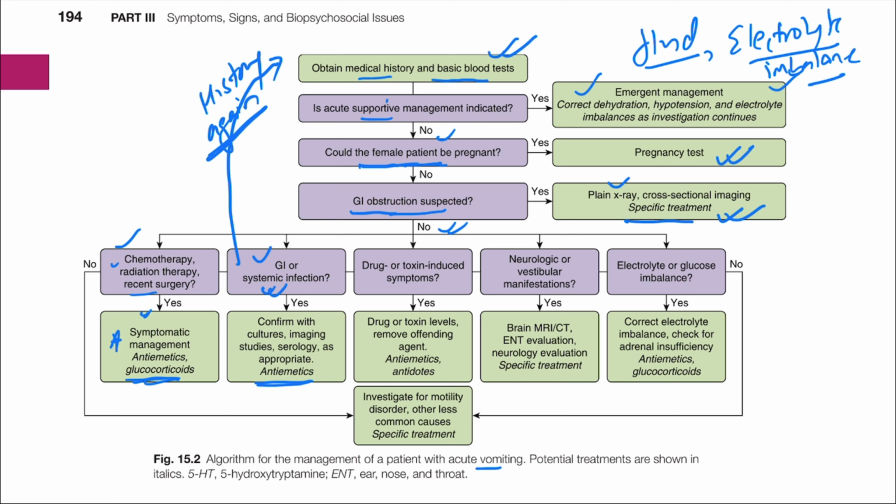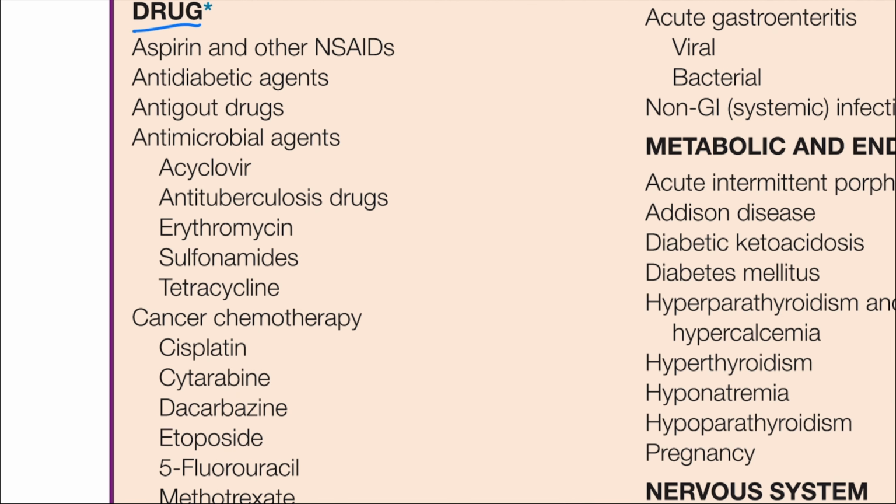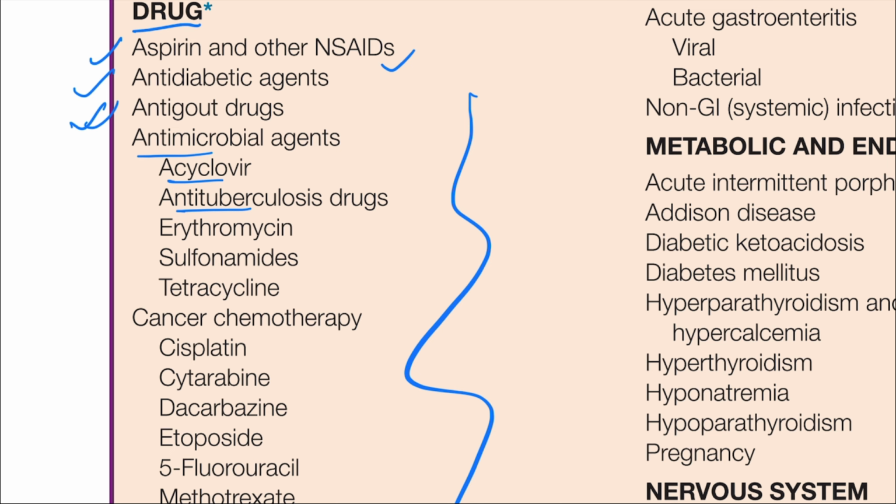If you think there are certain drugs or toxins which might have caused the symptoms, then you have to remove that offending drug and give antidotes for that drug as well as antiemetics. Then the vomiting will stop. Drugs causing vomiting can be aspirin, NSAIDs, anti-diabetic drugs, anti-gout drugs like febuxostat, antimicrobials like acyclovir, and anti-tuberculosis drugs. Any of these drugs can cause vomiting.